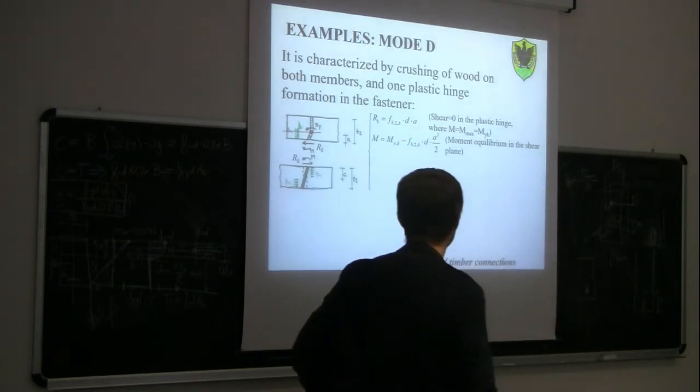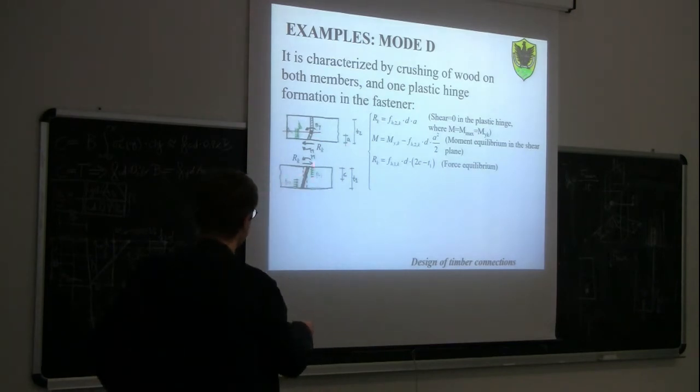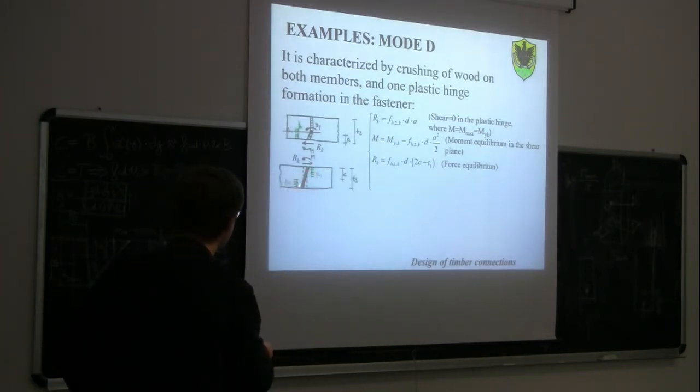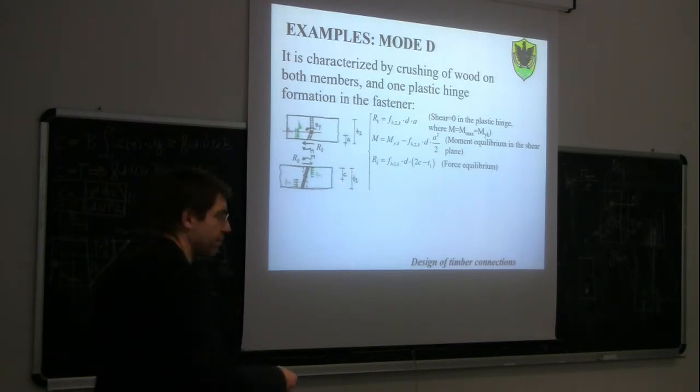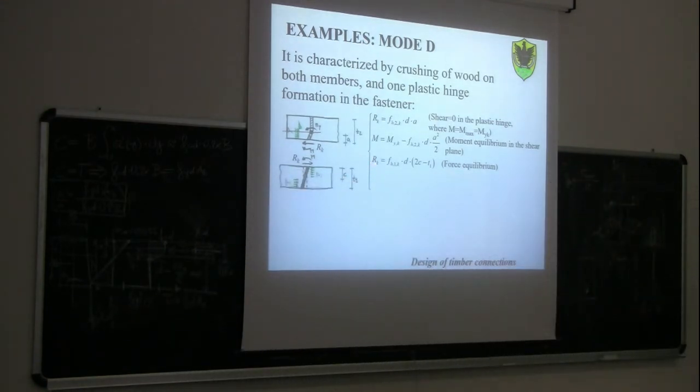Then looking at the part of the specimen underneath, we have the force equilibrium of this member here. So RK minus FH1 times C times D plus FH1 times D times T1 minus C. So if we rewrite this equation again, we will find out that RK is FH1K times D times 2C minus T1, equilibrium of forces. And then last but not least, moment equilibrium in the shear plane.